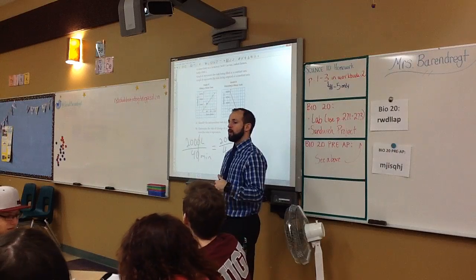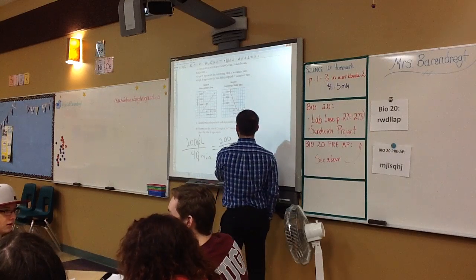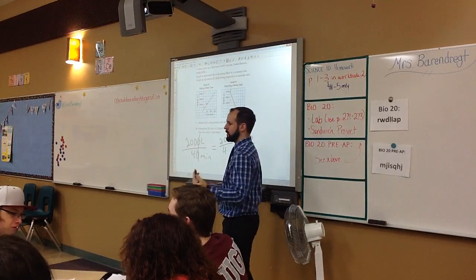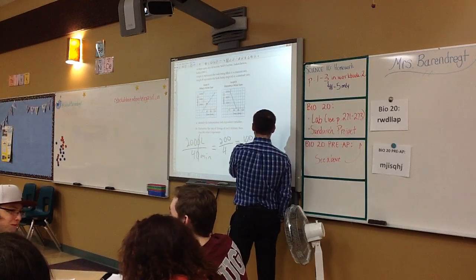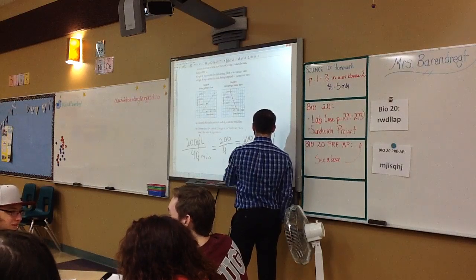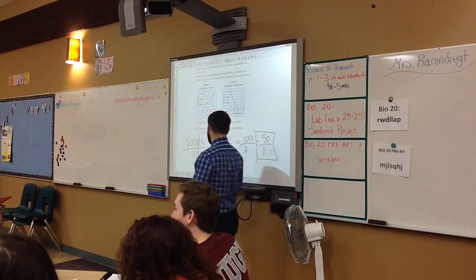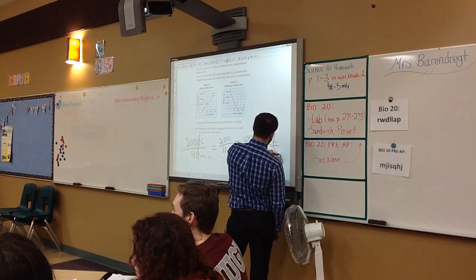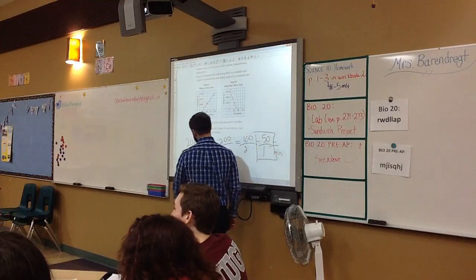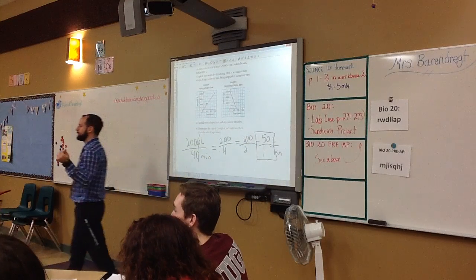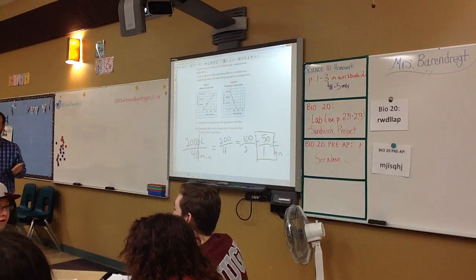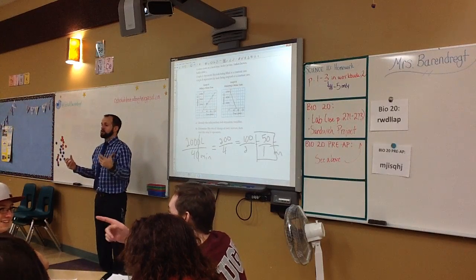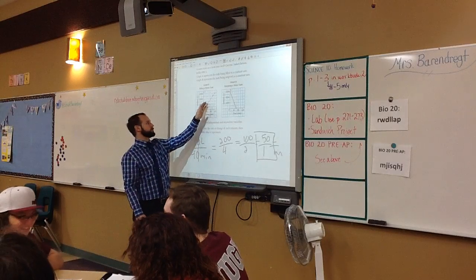200 over 4 is divisible by what number? 2. Cut it in half. 100 over 2. Cut it in half again. 50 over 1. What's my rate? 50 liters per minute. Is that the only way to solve it? Absolutely not. That's one pretty valid way, where you just look and visually say, hey, it took 2,000 liters to get to 40 minutes.